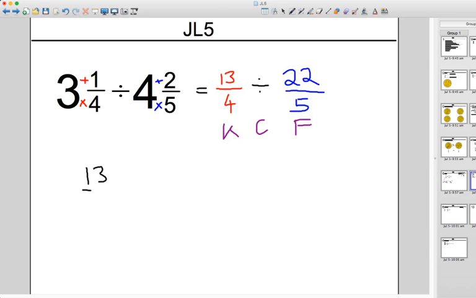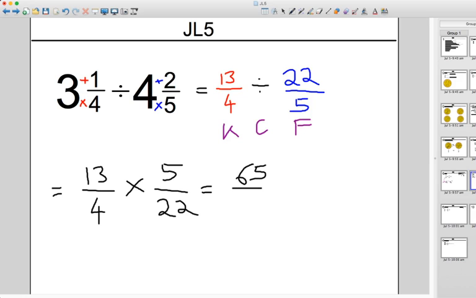Now that we have them as top heavy, we need to do our keep, change, flip. 13 over 4 is kept. Change times and flip 5 over 22. 13 times 5 is 65. 4 22s, 88. It's a bit of a messy 8. Can that cancel down? Nope. I think that's as low as it will go. But I'll be a bit naughty and check on my calculator. Yep, that is as low as it goes. It gives you a horrible recurring decimal there. Yep. Cool.